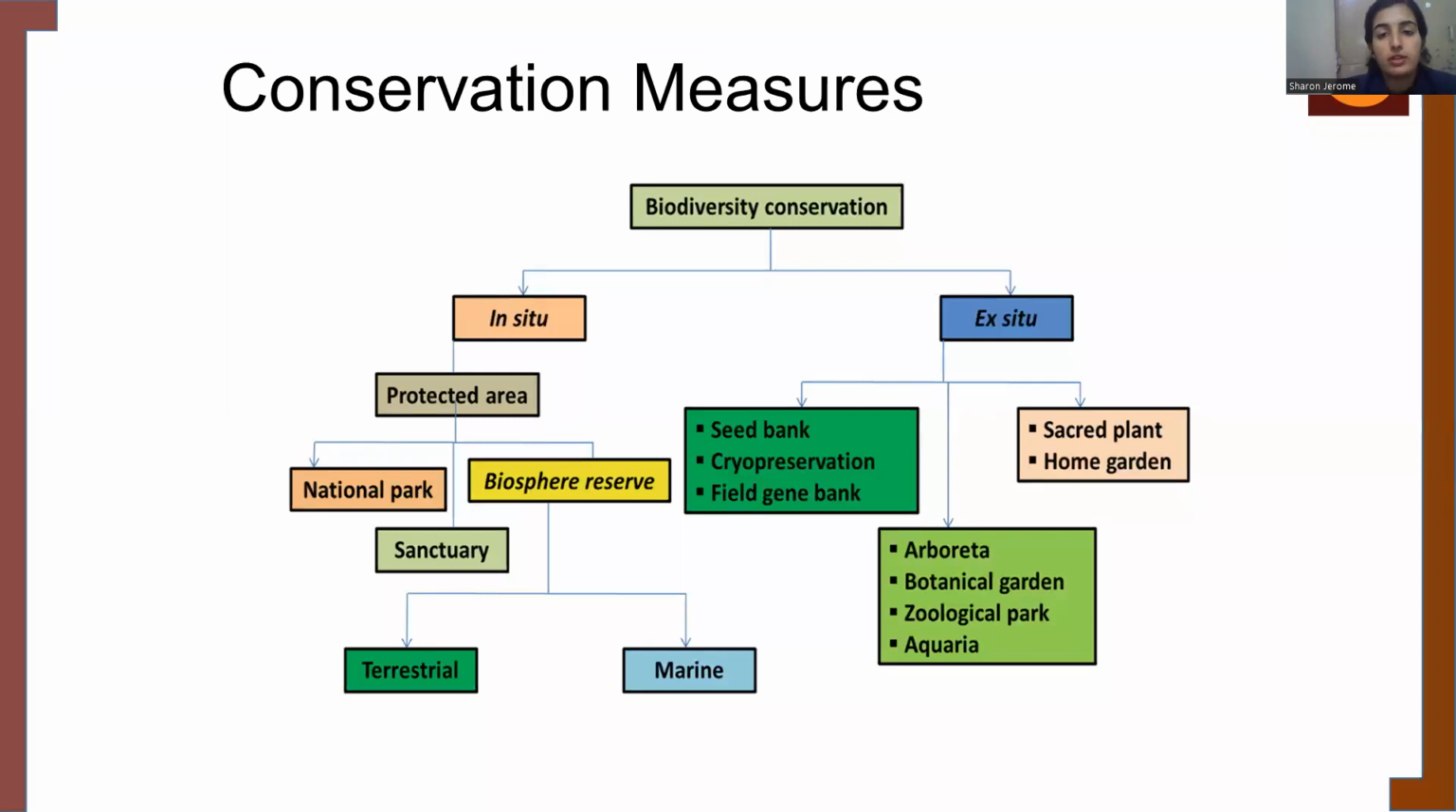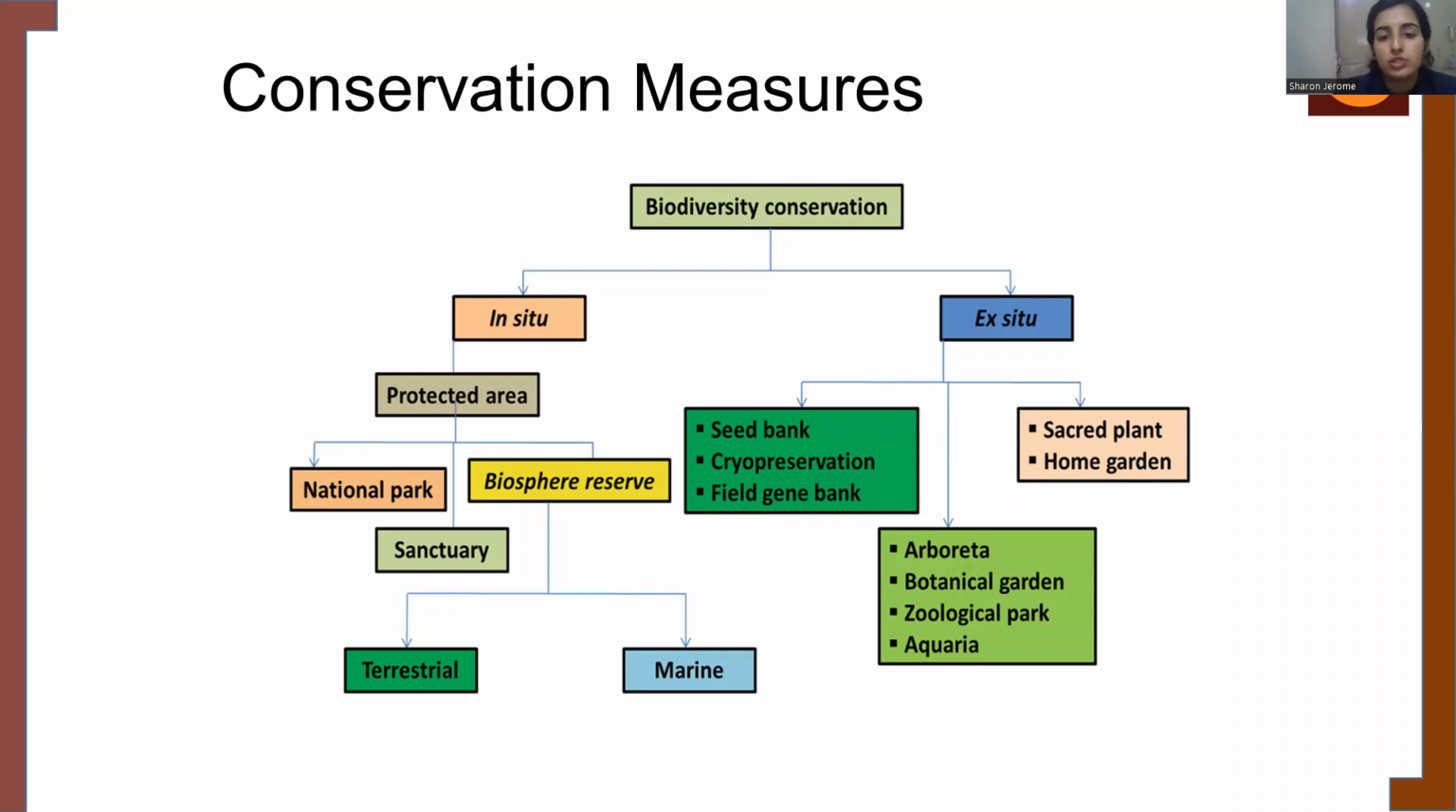So in this figure, it shows the biodiversity conservation measures and approaches, which include the in situ as well as the ex situ. In situ means inside a place. Ex situ means outside its natural habitat, we can say. So in situ includes protected areas, national parks, and bioreserves, wherein the protected area includes sanctuaries and the bioreserve includes terrestrial bioreserves and marine bioreserves.